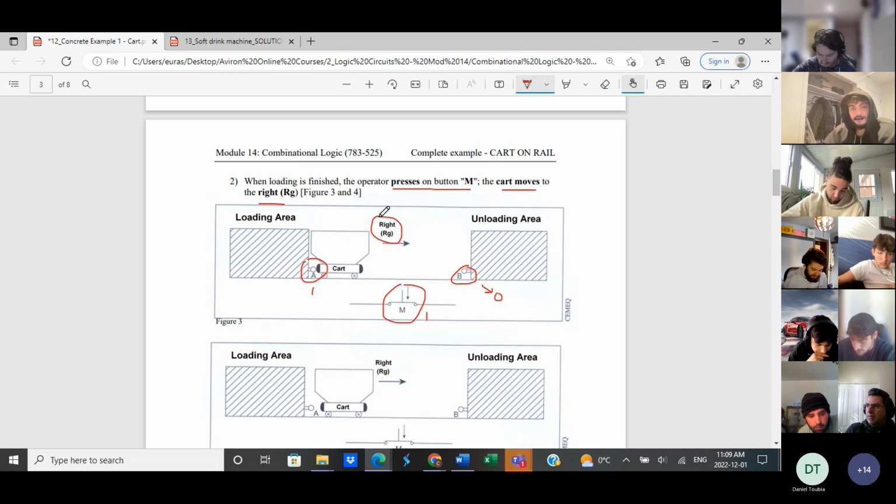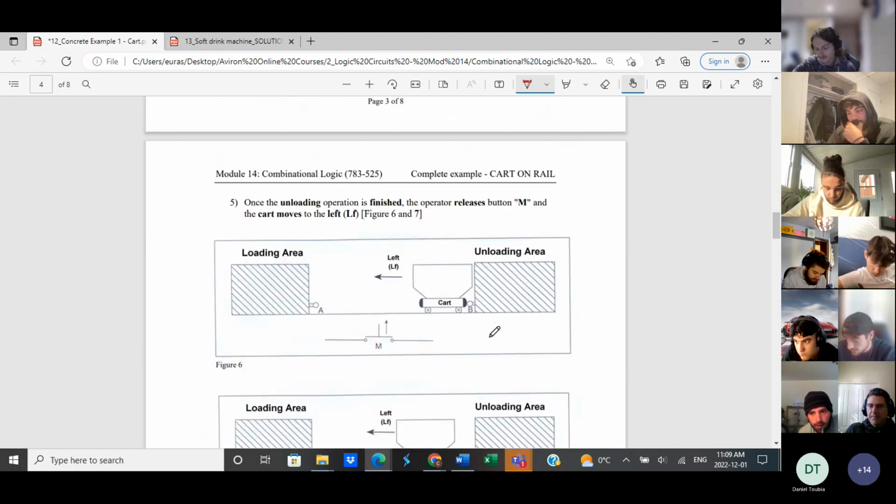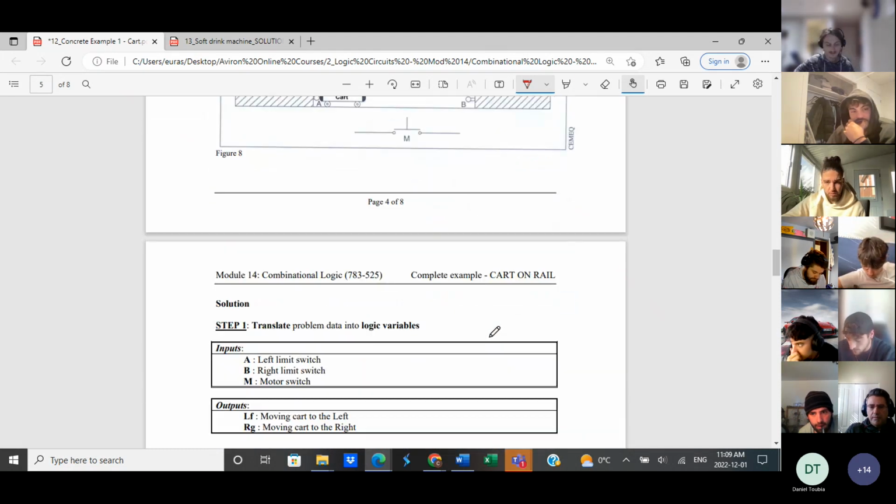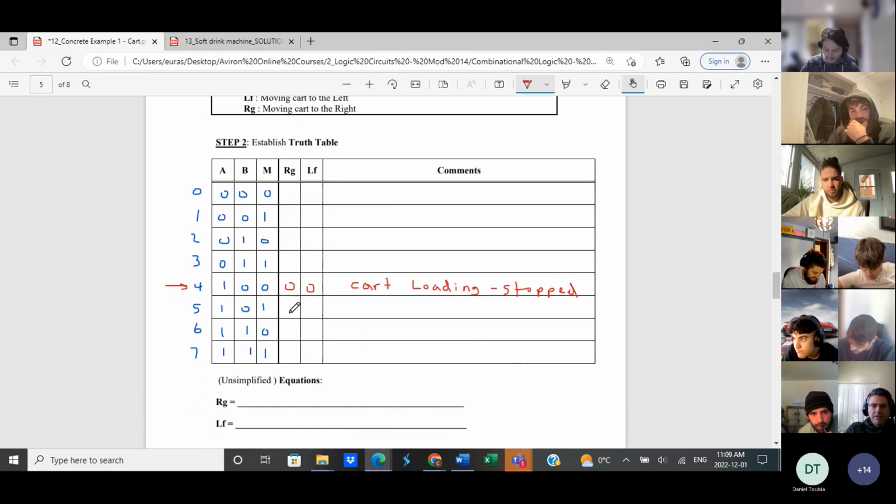Julius? Julius? Yeah, sir. At 1, 0, 1, the cart is moving on the right. This is not a good time not to be paying attention, Julius. 1, 0, 1, sorry, it's moving on the right.